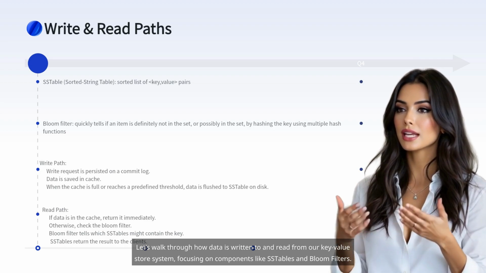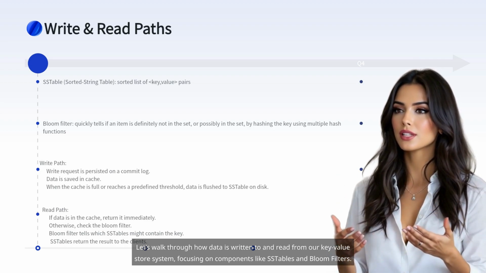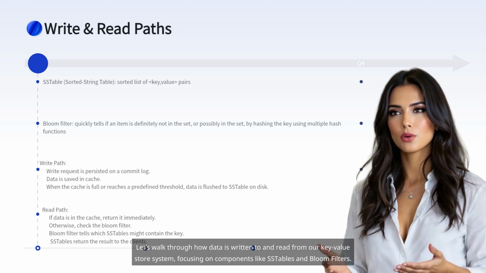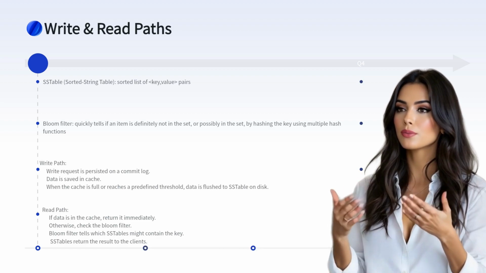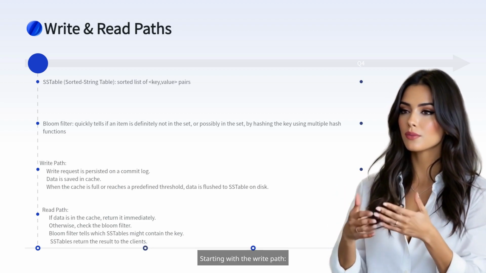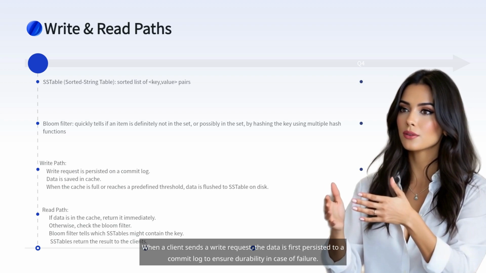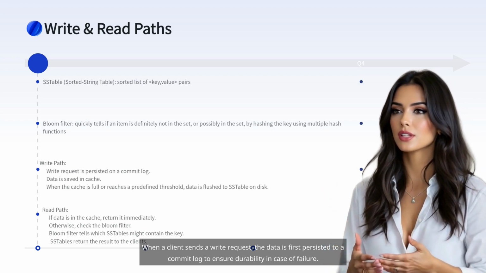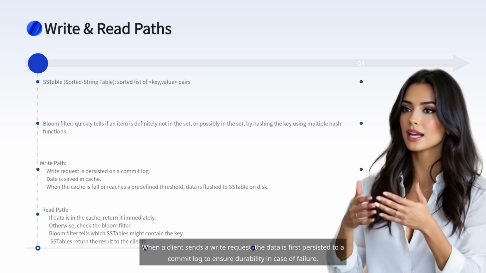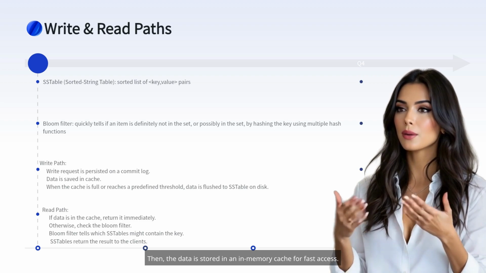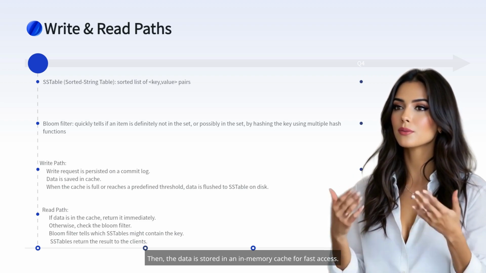Let's walk through how data is written to and read from our key-value store system, focusing on components like SSTables and Bloom filters. Starting with the write path, when a client sends a write request, the data is first persisted to a commit log to ensure durability in case of failure. Then, the data is stored in an in-memory cache for fast access.